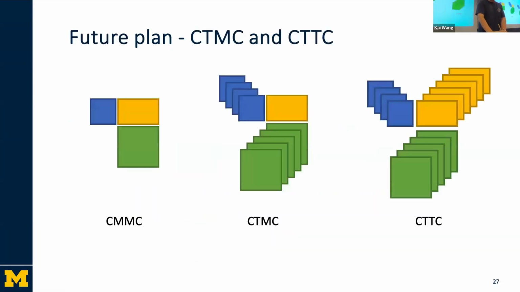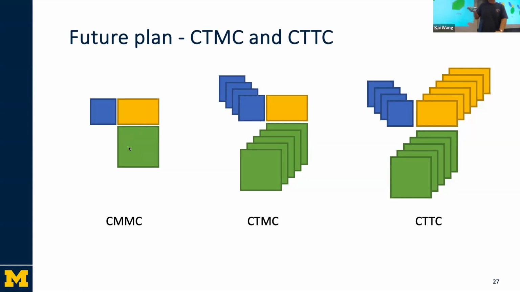Yeah. So that's all for the work for this talk. And then for the future plans, because everything for now is CMMC, which is coupled matrix completion. So even though we have different types of gene similarity and chemical similarity, when we actually do the calculation, we only use 3 matrices.